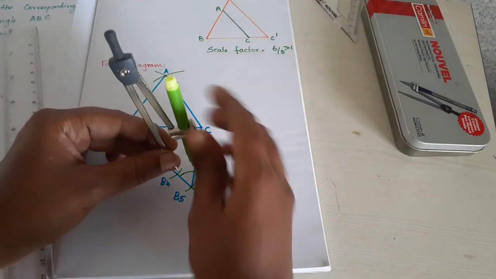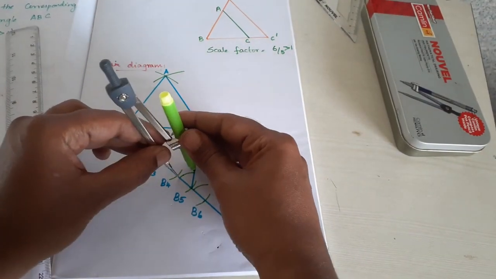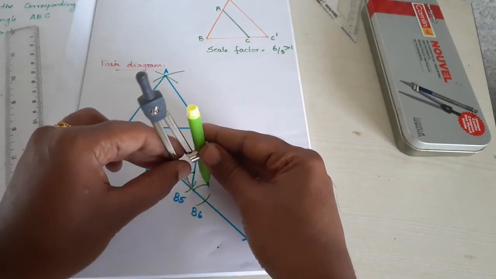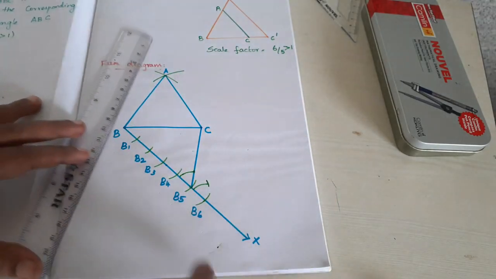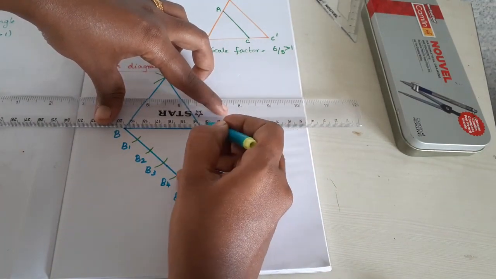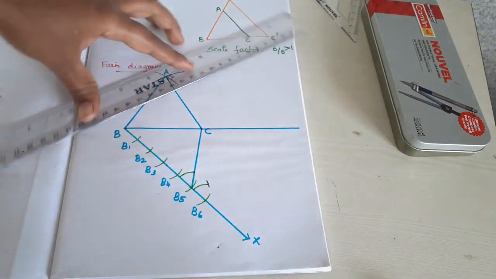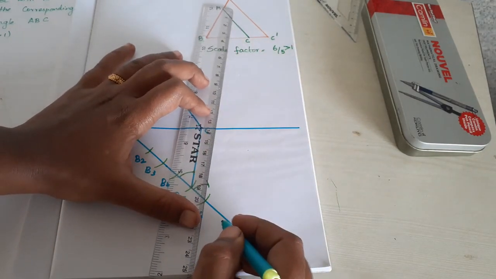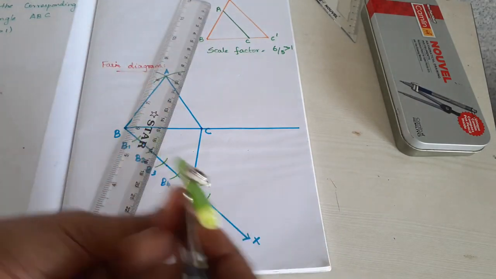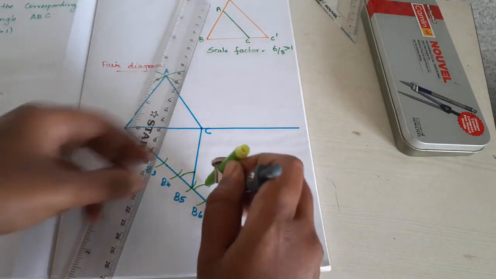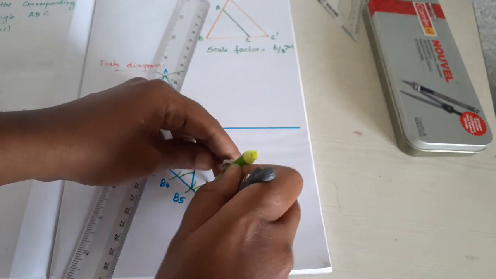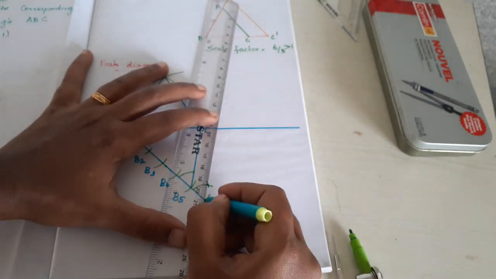You need to measure this. Adjust it and measure this. And with that measurement, we need to cut this. Then we need to extend this. So only we are going to extend the baseline. Extend this. Okay. Now we need to join. Cut it properly. Okay. Then we need to join like this.